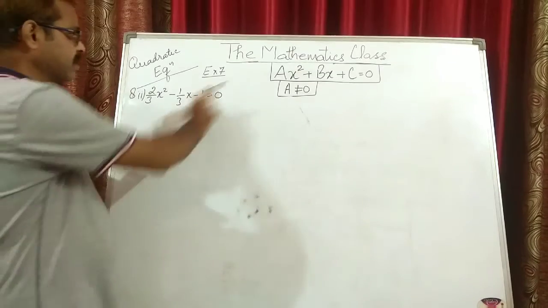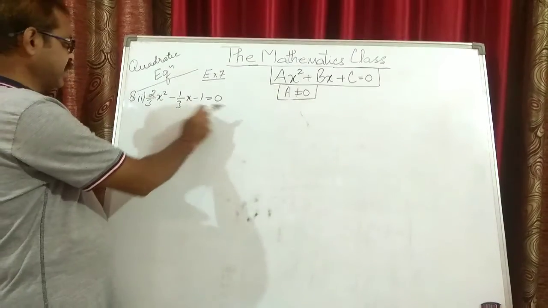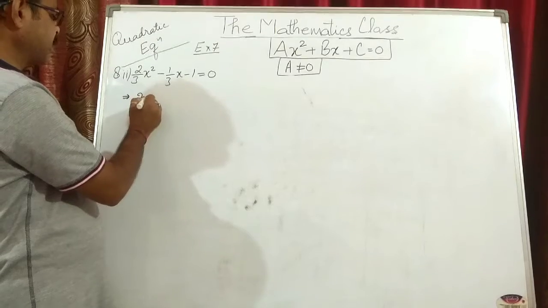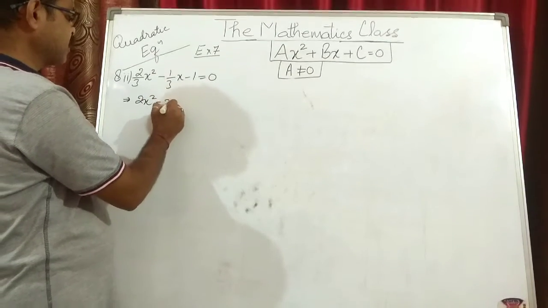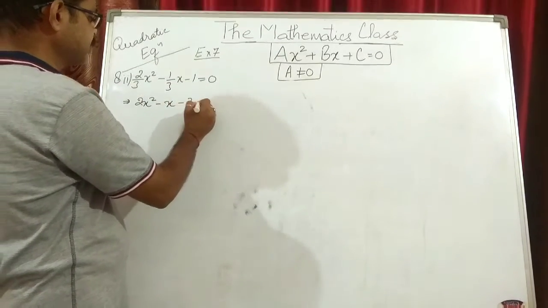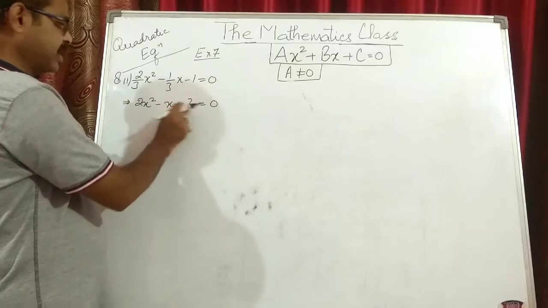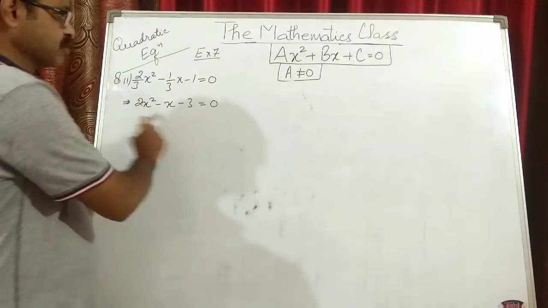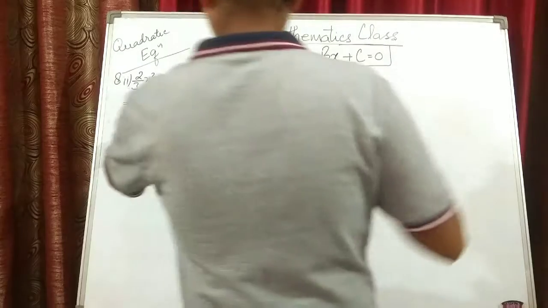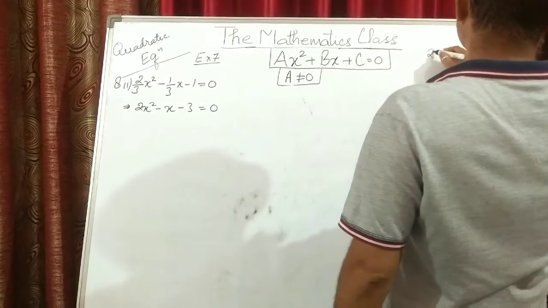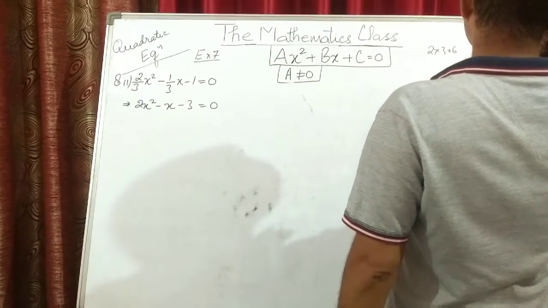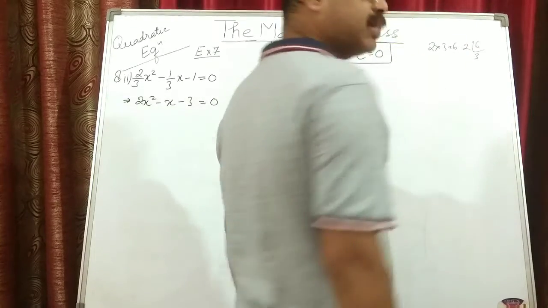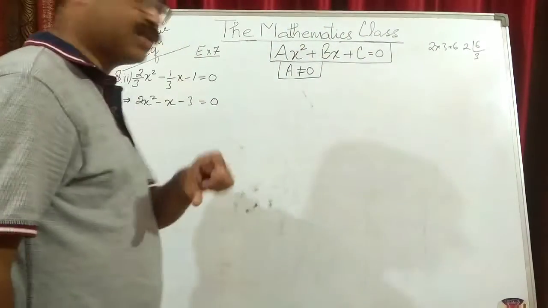In this, first of all, we will convert into this form. So we will take 3 as LCM. So it will become 2x square minus x minus 3 is equal to 0. Now 3 into 2 is 6 and 3 minus 2 is 1. Factors of 6, we will multiply a and c. So that is 2 into 3 is equal to 6. If you factorize 6, you will get 2 3s are 6. So 3 minus 2 is 1. Factors have to be arranged.